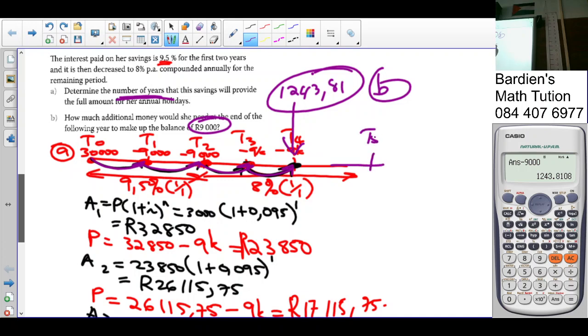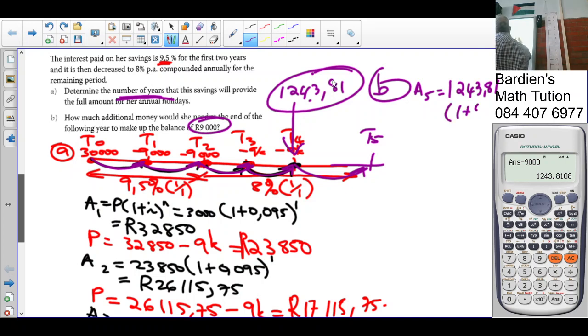So how are we going to work that out? You just say 9,000 minus his answer. You all agree with that? It's wrong. You must collect an interest first for 1 year. Not so? So we say A is equal to, for A5 now, the 5th year, A is equal to 1,243 and 81 cents into 1 plus 0,08 to the exponent 1.